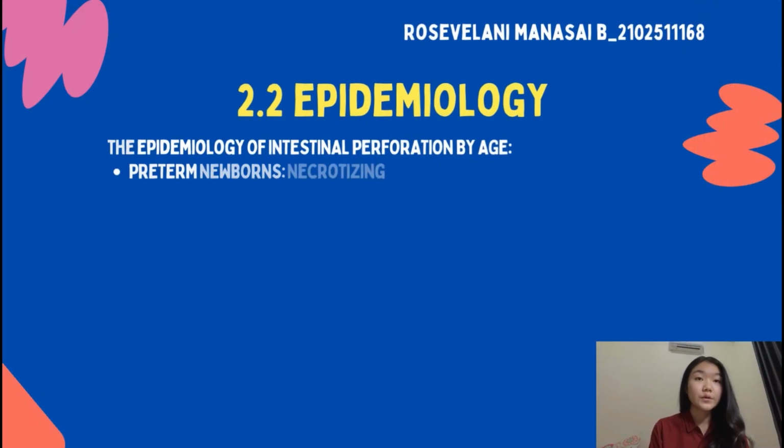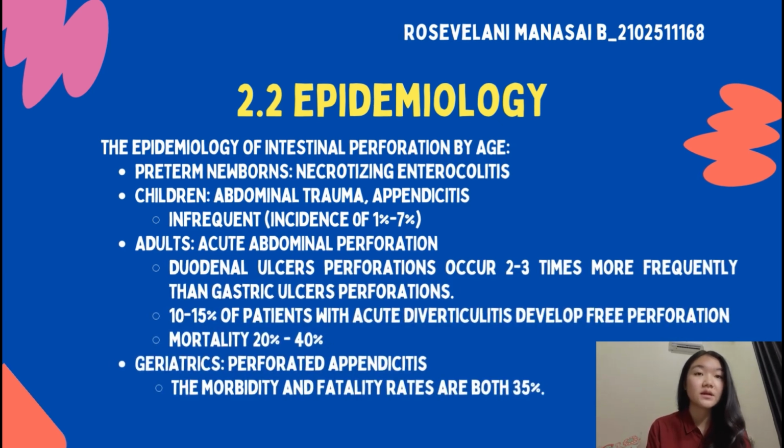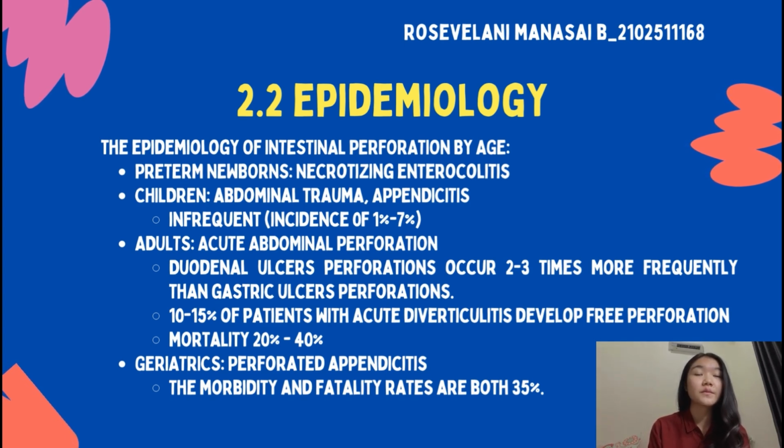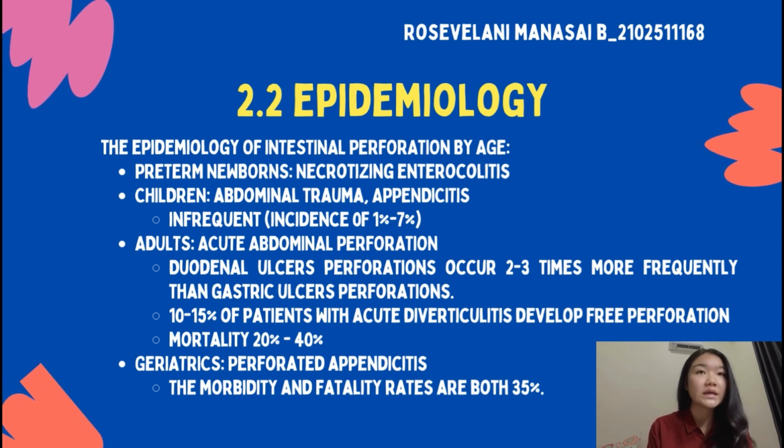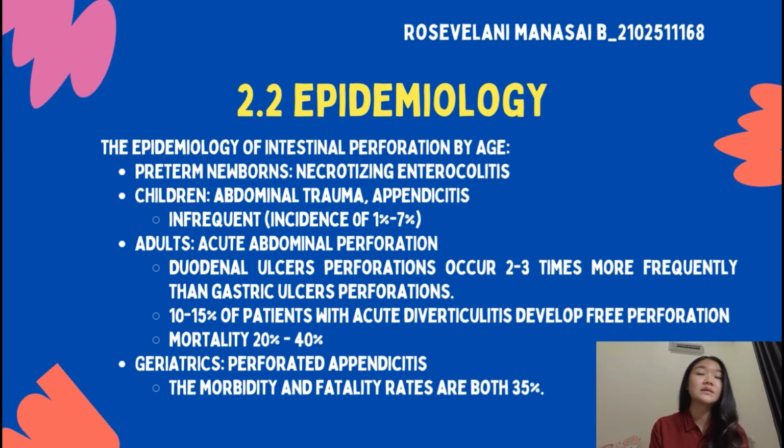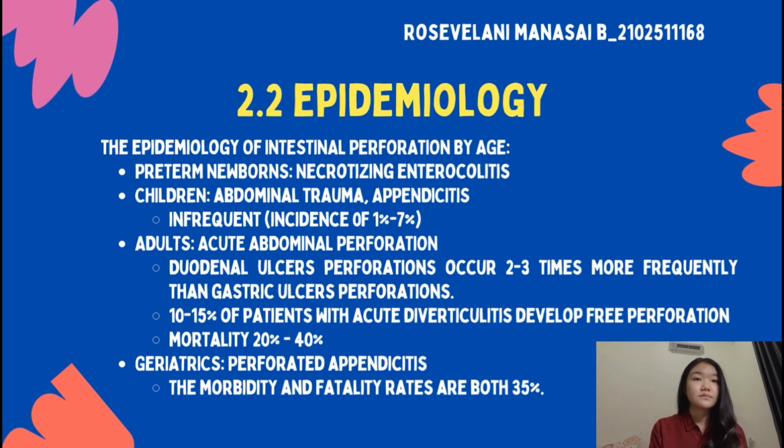Thank you. Thank you for the opportunity. My name is Rosia Villani with the last 3 digits of student number being 168. So the epidemiology of intestinal perforation can be classified by age. First, in preterm newborns, it is usually caused by necrotizing enterocolitis. In children, it is caused by abdominal trauma and appendicitis, but it is infrequent as the incidence is only 1 to 7%. In adults, intestinal perforation is usually caused by acute abdominal perforation.